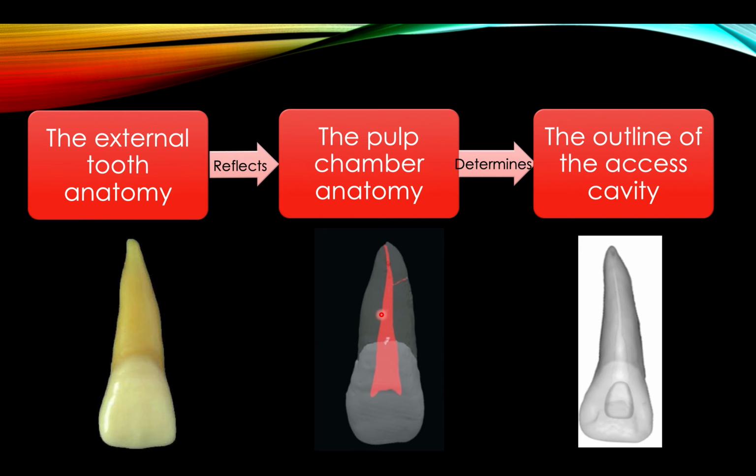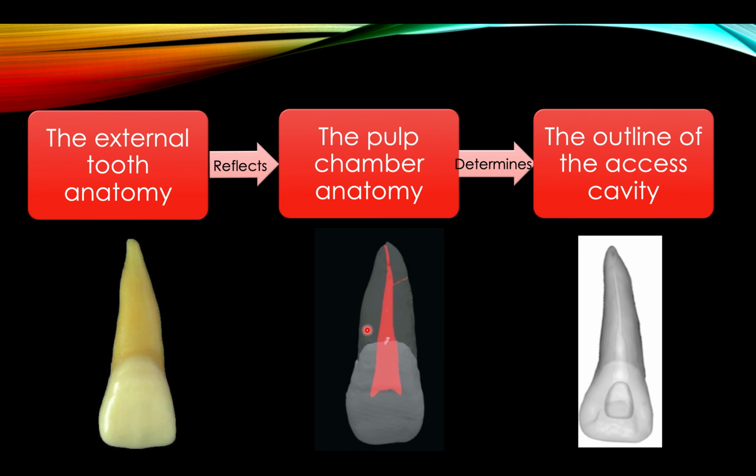And the pulp chamber anatomy will determine our access cavity preparation. So in this central incisor, look at the external surface of the tooth. In your mind, you will visualize the pulp space as a smaller image of the external tooth anatomy. And then your access cavity preparation, the opening that you will make in order to be able to clean the pulp space, will be determined by the shape of the pulp chamber.